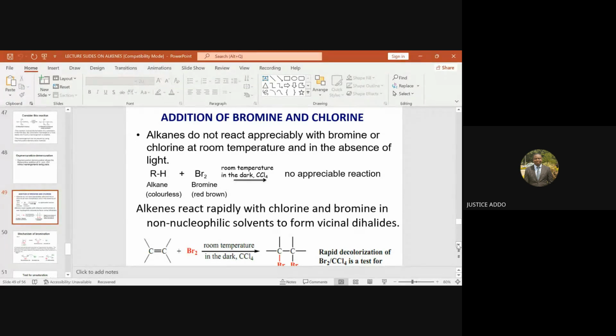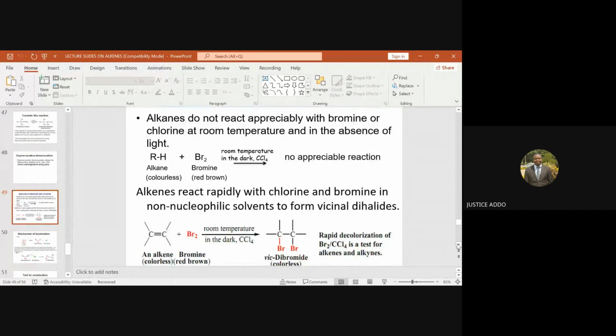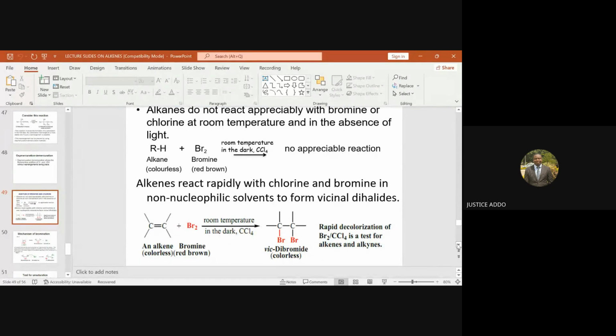Okay. Alkanes do not react appreciably with bromine or chlorine at room temperature, and then the absence of what? Light. The alkenes react rapidly with chlorine and bromine without light or heat. So if you have an alkane and then an alkene, then you can use bromine in carbon tete to distinguish or differentiate between them. You can also use bromine water.